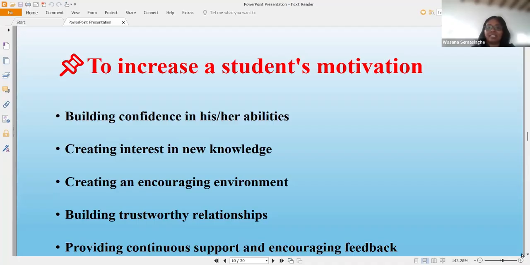How can we encourage an environment? We can encourage every student to participate. We can encourage students to respect each other's opinions and make the classroom a place where the students are not afraid of making mistakes. Okay, next one.